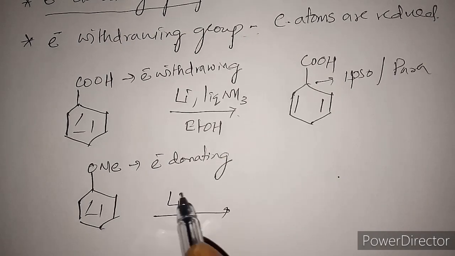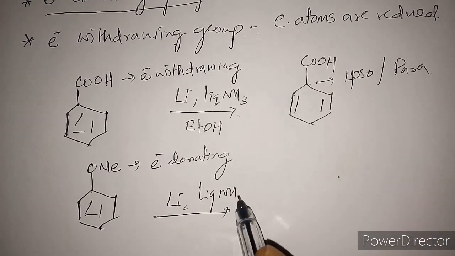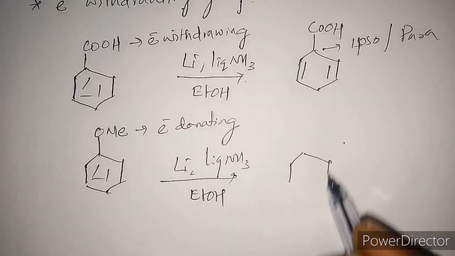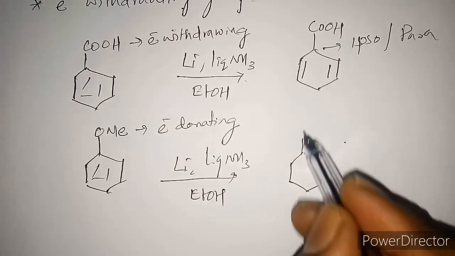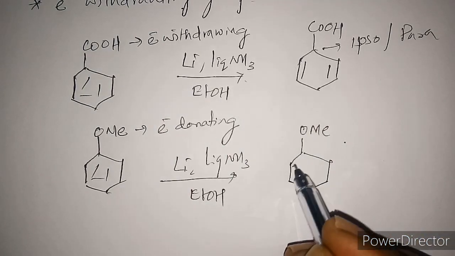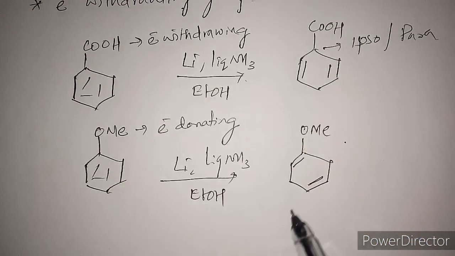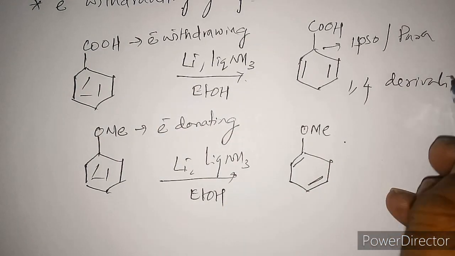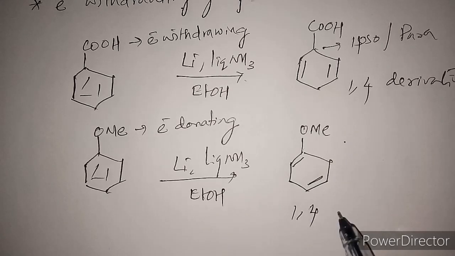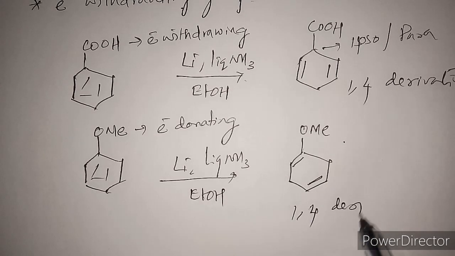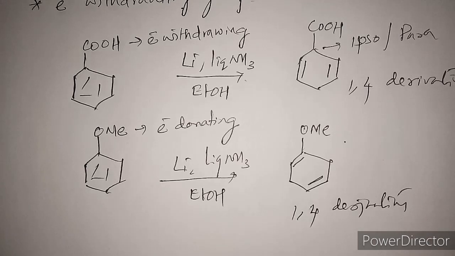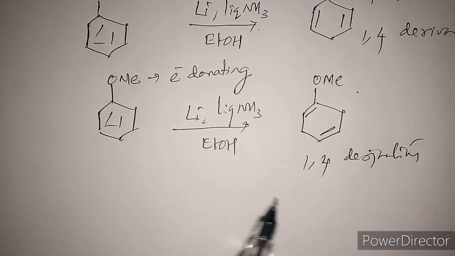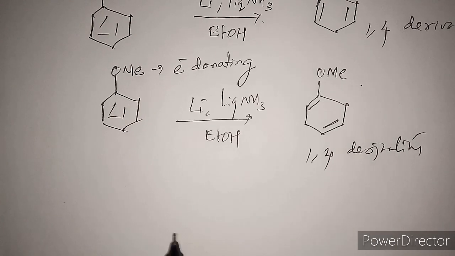So in case of electron donating, so in this case, this will not be reduced. So we will get like this. So this is also a 1,4-derivative, and this is also a 1,4-derivative. So this is what we need to remember with respect to the regioselectivity of the reaction.